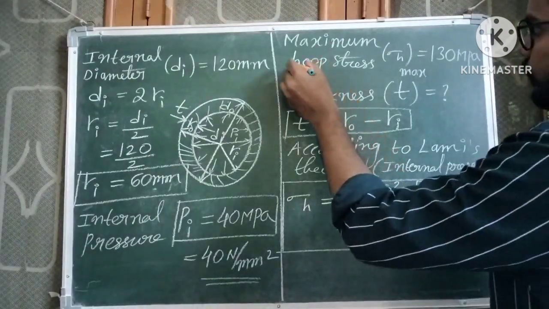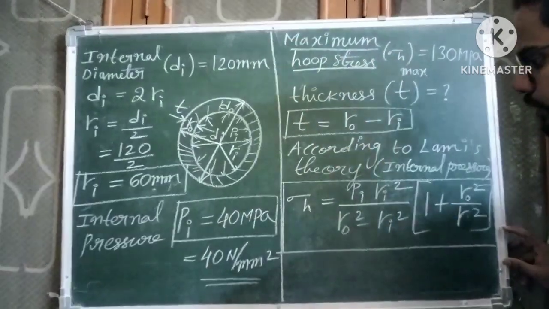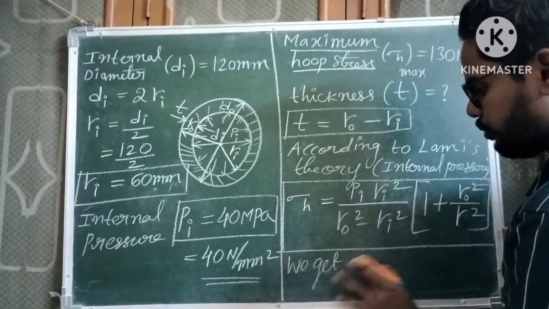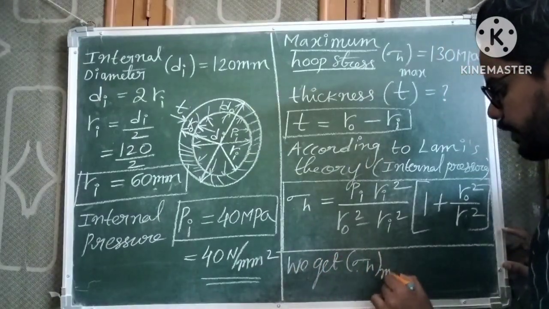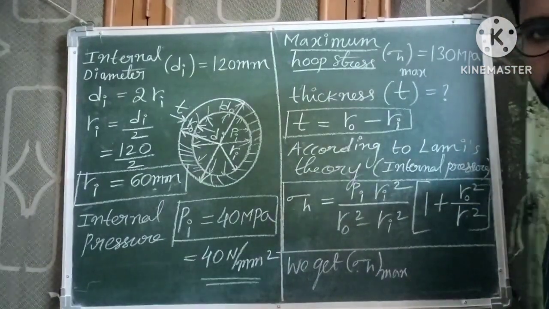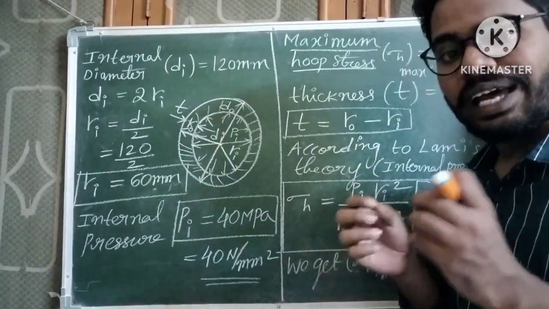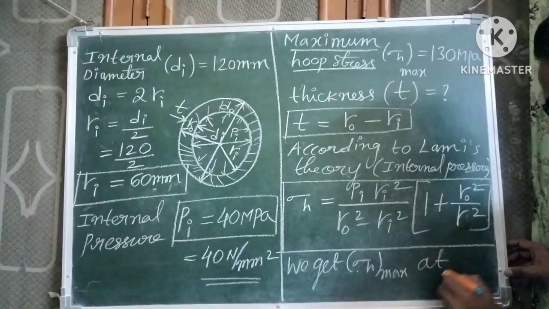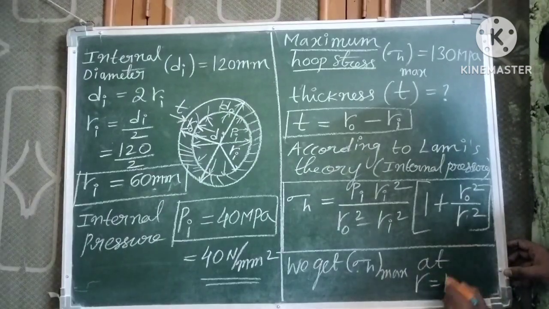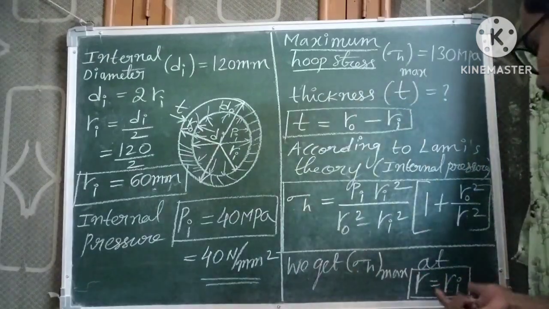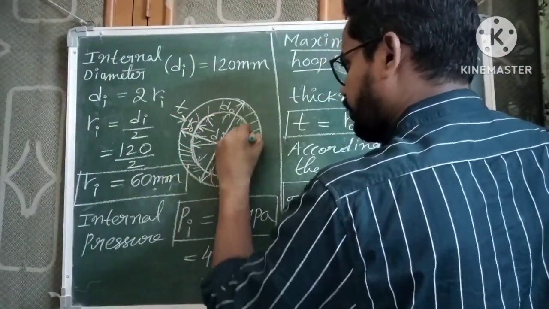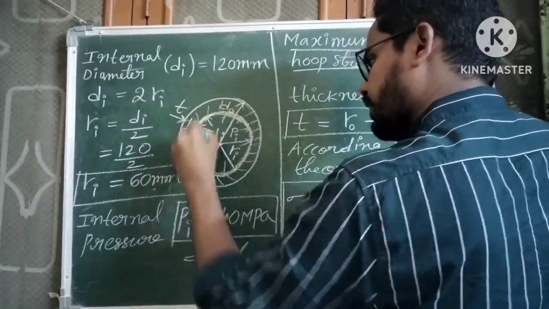Anyhow, here he clearly mentioned maximum hoop stress. So remember, we get maximum hoop stress, sigma h max, at the inner radius. So we get maximum hoop stress at R is equal to Ri. So at the internal radius or inner radius, we get maximum hoop stress. Means this portion here, we get maximum hoop stress at this layer.